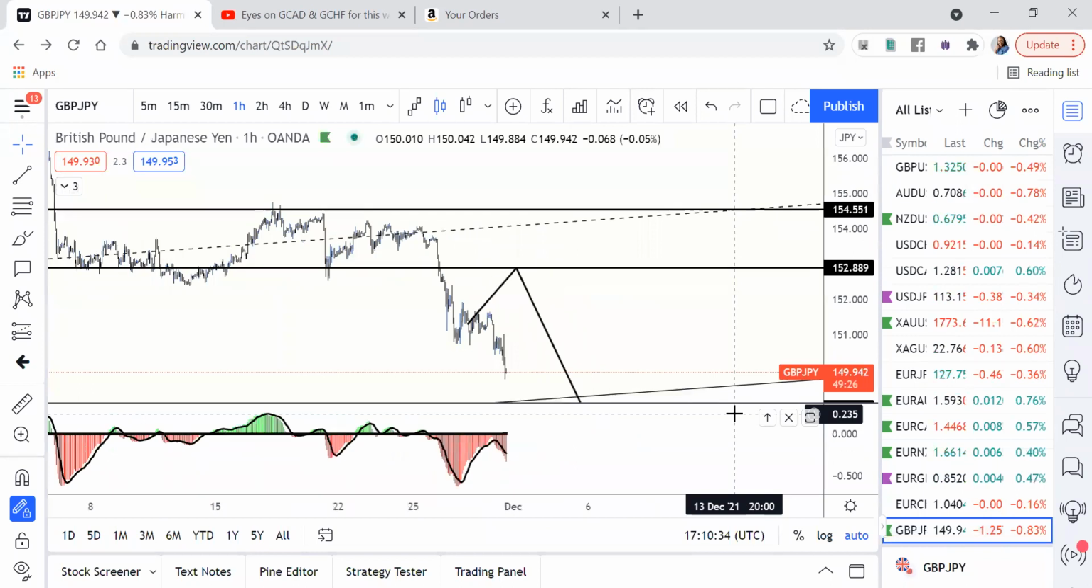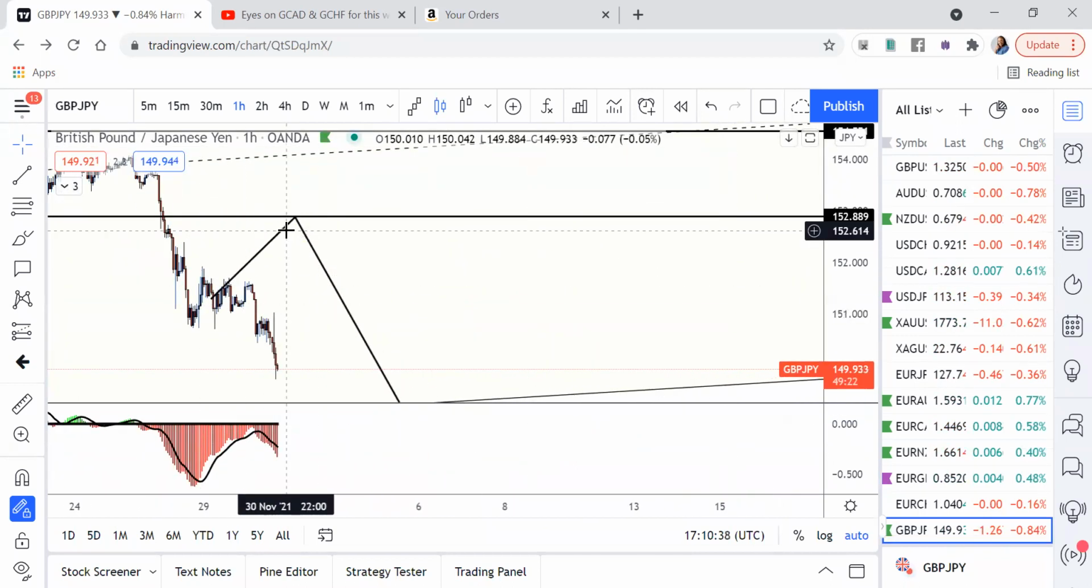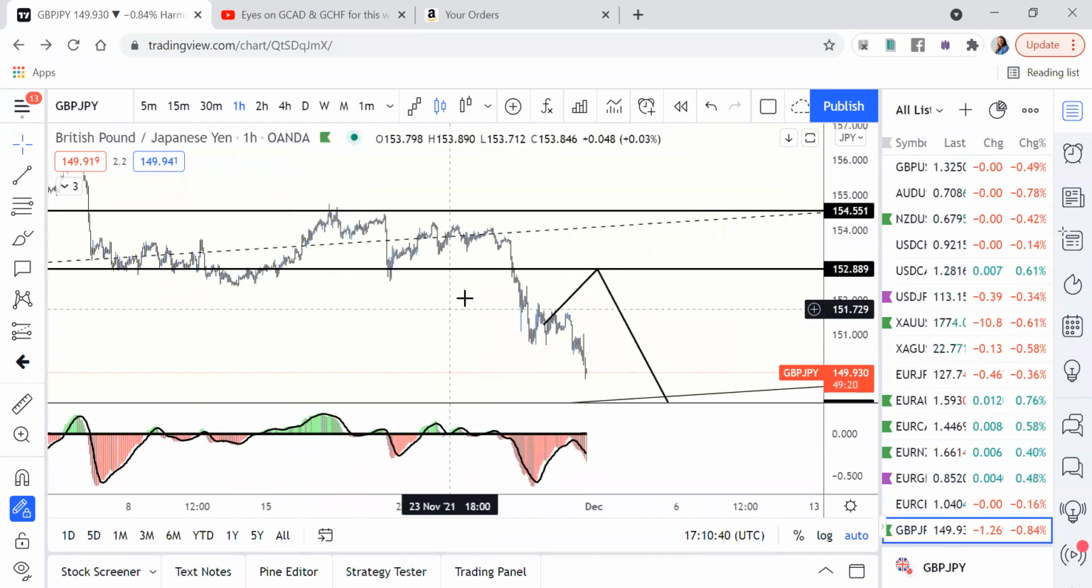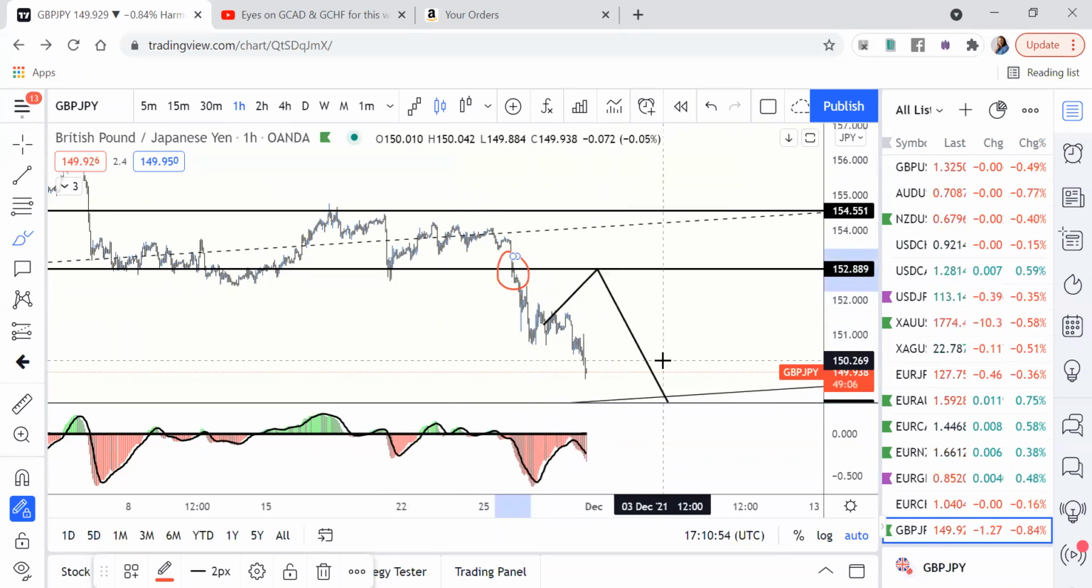GJ, you know the analysis. We're here for a retest of structure, right? Structure is broken, everybody can see. We get the break here. Wait for the retest. Price comes up to here, mark the crossover, and look to sell GJ.